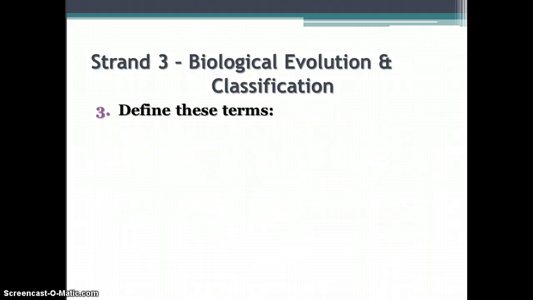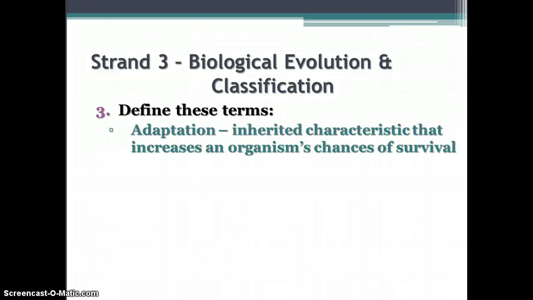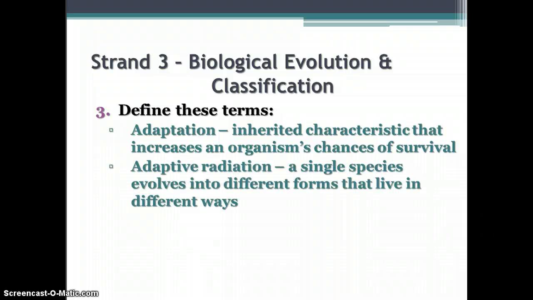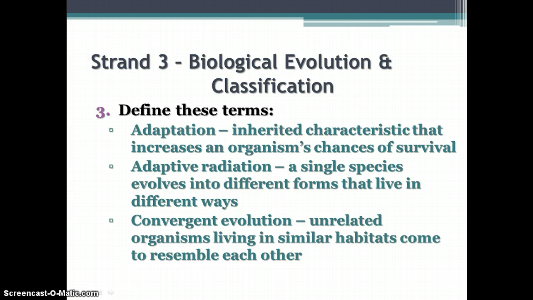In the next step, we have defined the terms here about biological evolution. So we have adaptation, which are inherited characteristics that increase an organism's chances of survival. Adaptive radiation, which is when a single species evolves in different forms that live in different ways. It often happens when a group of organisms move into a new area that has not been exploited by their kind before. Convergent evolution, where we have unrelated organisms that live in similar habitats that come to resemble each other, like a dolphin and a shark do.